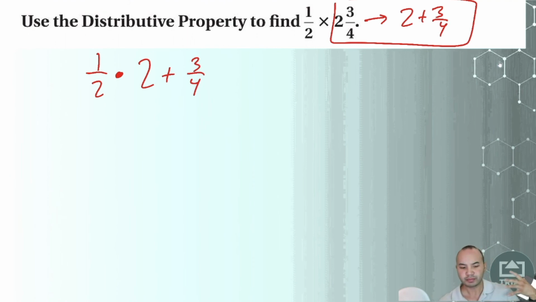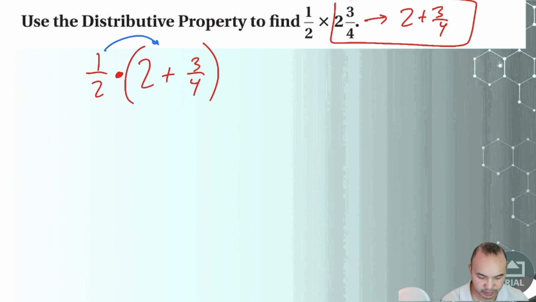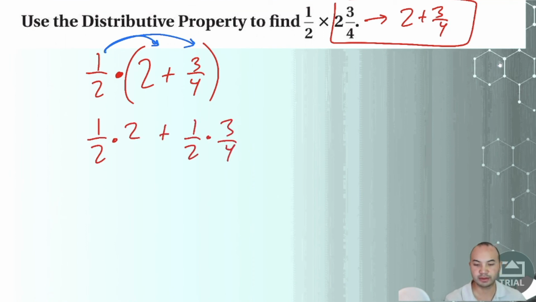Because this way it's just saying I'm multiplying 1/2 times 2. So I'm going to put this in parentheses. And I'm going to use my rules of distributive property. I'm going to multiply 1/2 times 2 and 1/2 times 3/4. So 1/2 times 2 plus 1/2 times 3/4. Well, 1/2 times 2 is just 1. 1/2 times 3/4 is 3/8. And so that's just 1 3/8.